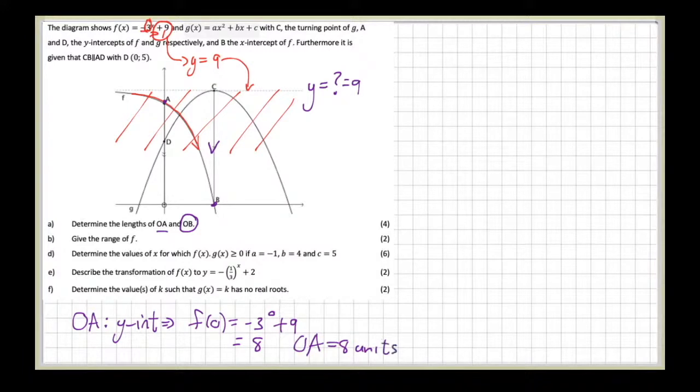Now, let's go on to OB. OB is the x-intercept. So in other words, I'm going to make f of x equal to 0. So I'm going to say 0 equal to negative 3 to the x plus 9. Now I'm going to try and solve it. Remember now, here's the important thing.